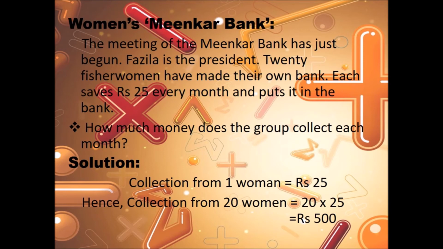We know each woman saves rupees 25 for a month. So, how many members are there? 20 women are the members. So, to calculate the total amount, you have to multiply the 25 by the total number of members in that bank. How many members are there? Yes, 20 women. So, you have to multiply the 25 by 20. You get 500. Thus, the money collected in each month is rupees 500.